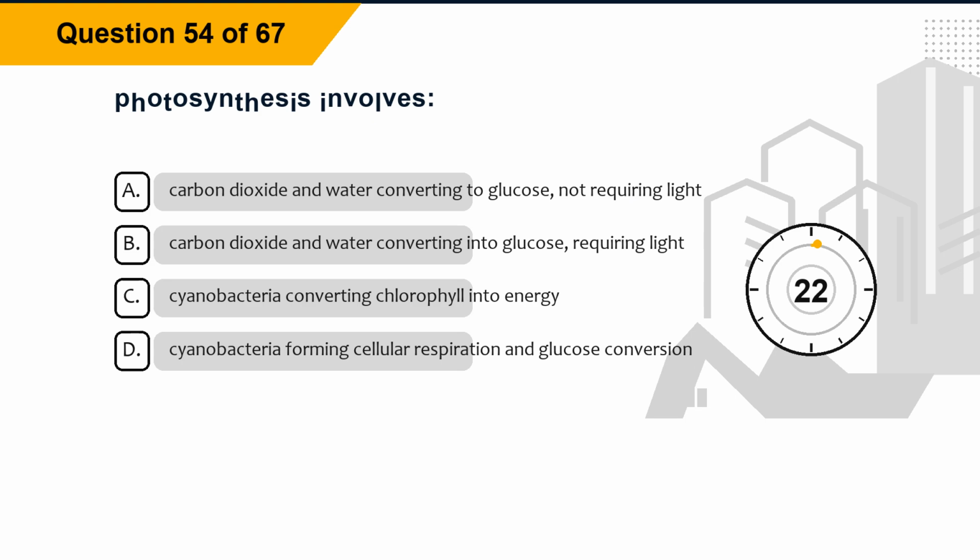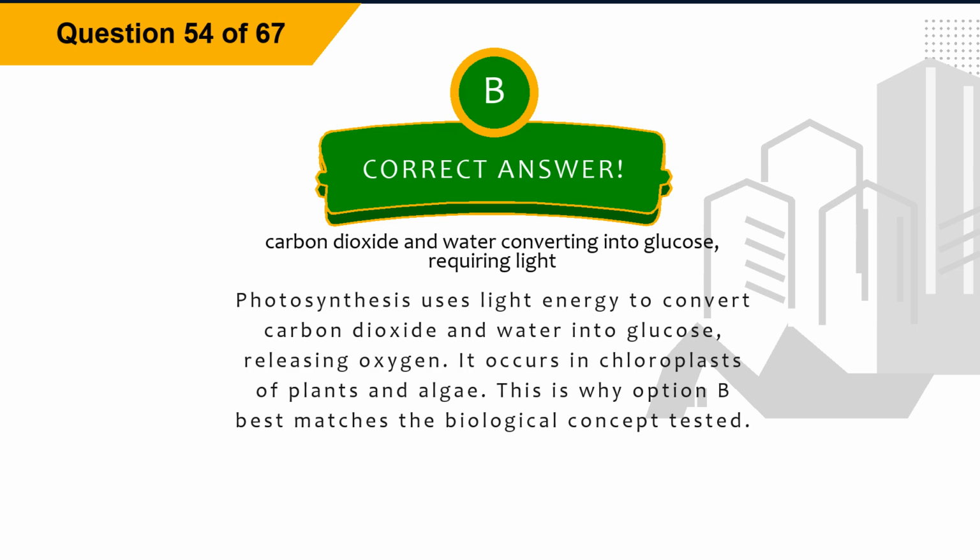Question 54. Photosynthesis involves option A, carbon dioxide and water converting to glucose, not requiring light. Option B, carbon dioxide and water converting into glucose, requiring light. Option C, cyanobacteria converting chlorophyll into energy. Option D, cyanobacteria forming cellular respiration and glucose conversion. The correct answer is option B, carbon dioxide and water converting into glucose, requiring light.